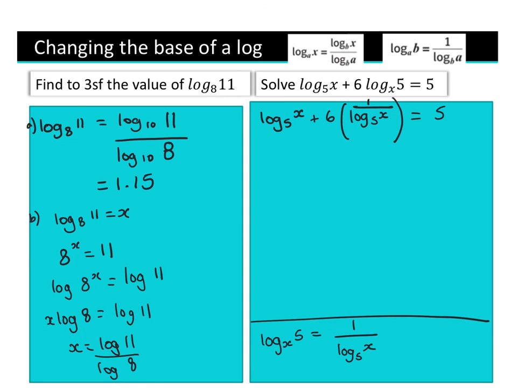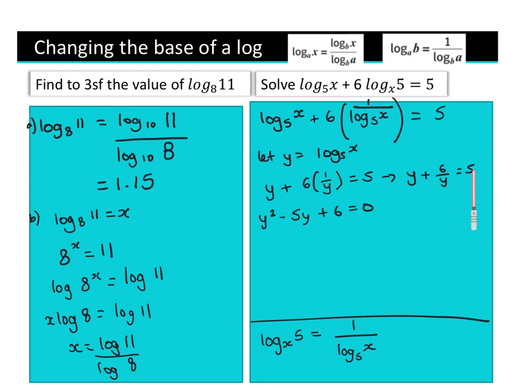Okay, you can do one of two things. You can, if you want, do substitution. You can say, let y equal log to the base 5 of x. And then you're going to have y plus 6 lots of 1 over y equals 5. This is the same as y plus 6 over y equals 5. Now we know, what do I have to multiply everything by? y. y squared minus 5y plus 6 equals 0. Is everyone happy how I just jumped to that step? I multiplied everything by y, then moved the 5 to the left-hand side. Okay, we should be really confident with that.